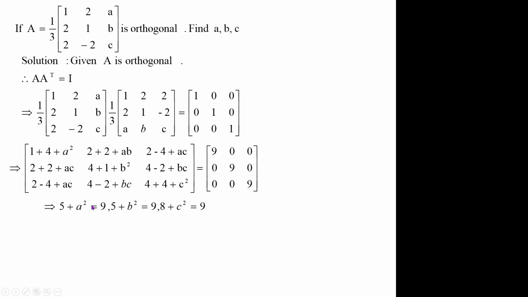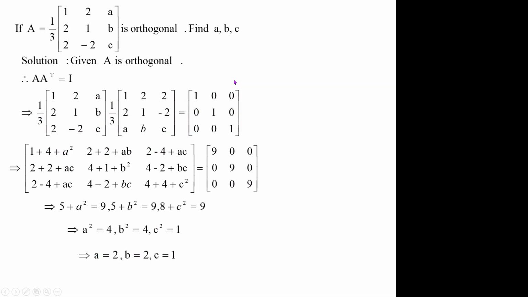Now equate corresponding elements. So 5 plus a squared equals 9. Then 5 plus b squared equals 9. And then 8 plus c squared equals 9. From this, a squared will be 4, b squared will be 4, c squared will be 1. So a will come out to be 2, b will be 2 and c will be 1. So with this we got the values of a, b, c.